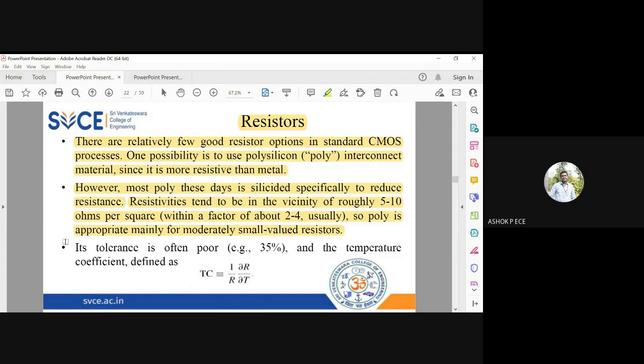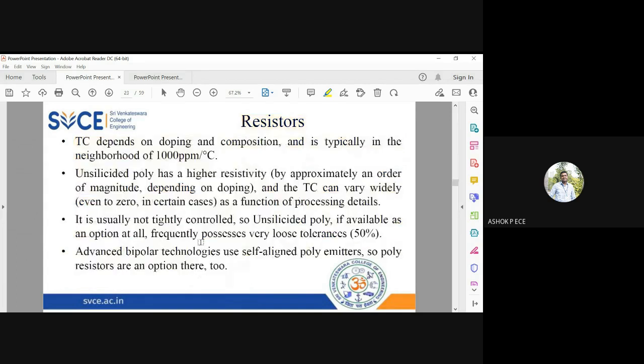But tolerance is very poor, and so is the temperature coefficient. It is defined for a rate of change of temperature: what is the rate of change of resistance? So it is 1/R times dR/dT. For a variation in temperature, what is my variation in resistance? For poly, the tolerance is very poor, and the temperature coefficient is also very large, about 1000 ppm per degree Celsius. For a 1 degree increase in Celsius, the resistance value increases by 1000 parts per million.